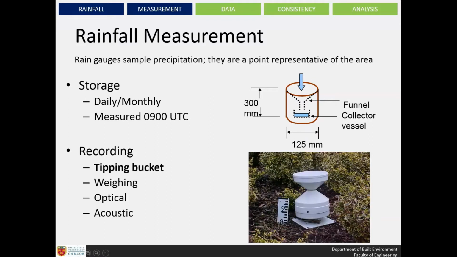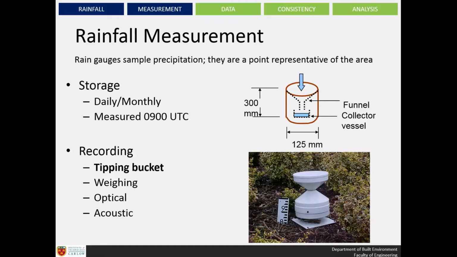The other type, which you might be familiar with, are recording rain gauges. The most common would be, say, tipping bucket rain gauges. This is where there's an angular bucket that catches a fixed amount of water, and whenever it's full it tips, and that tip is recorded. So it gives you a time series of rainfall data. There are also other types such as weighing, optical or acoustic, which use various other technologies to do the same thing.